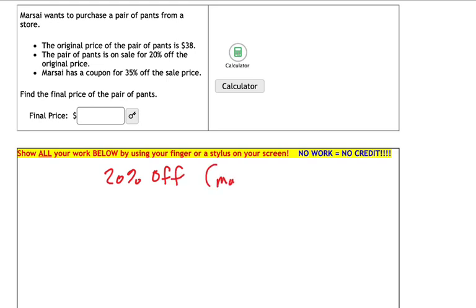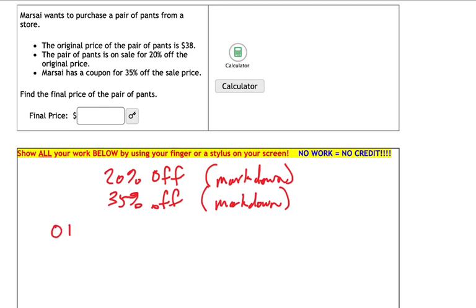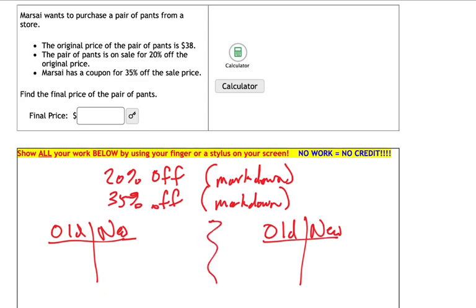which is a markdown. And then we have 35% off for the coupon. That's another markdown. So this is a multi-step problem once again. We've got a markdown. We'll find the answer to that, and then we'll do the markdown for that one. So we're always comparing the old to the new, and I may as well go ahead and create my second table that I'm going to need here.